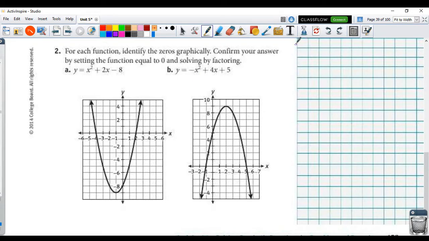So the first thing that we're going to do, so 2, 1. Okay, we are going to find the zeros graphically. So if we look here, we remember from the previous lesson that the zeros of the function are the x-intercepts. So we can see that that's going to be -4, 0, and 2, 0. Okay. If we look here at this graph, we can see that the axis of symmetry is going to be at x equals -1. And we can see that the vertex is at -1, -9.